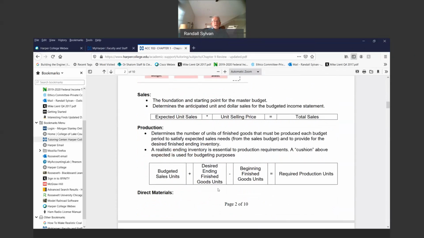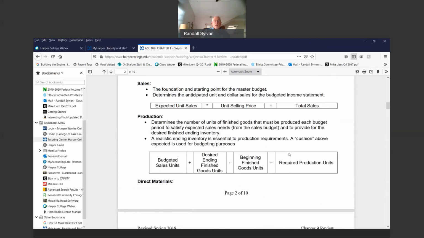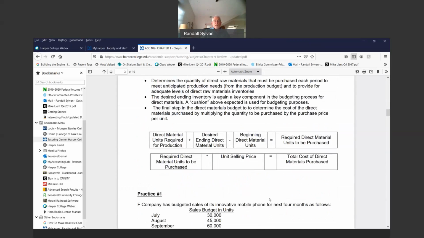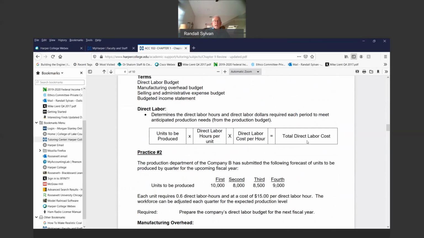Production is this basic formula here. What I want to point out with these formulas, though, is that you can manipulate these formulas algebraically to give you a missing piece. So if they give you three of the pieces in an exam, you can move these around algebraically to get to the missing answer. They're all basically the same formulas. If you look at sales, production, down here is direct materials. It's direct materials to be purchased times the unit price equals the total direct cost of direct materials. Notice that's pretty much the same as the sales formula, and the production is pretty much the same formula down here for the units to be purchased, and the same really is true of direct labor units to be produced.